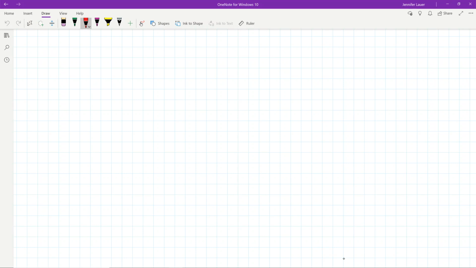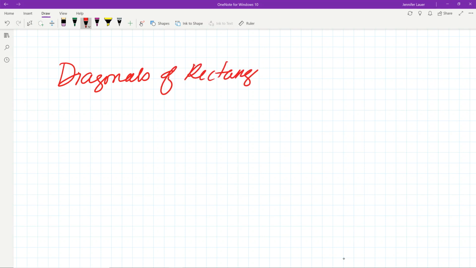Back to Quick Concepts. Today we're going to be talking about diagonals of rectangular solids. This is kind of a harder concept just because you have to visualize things. At least I'm not good at that. So what am I talking about here?